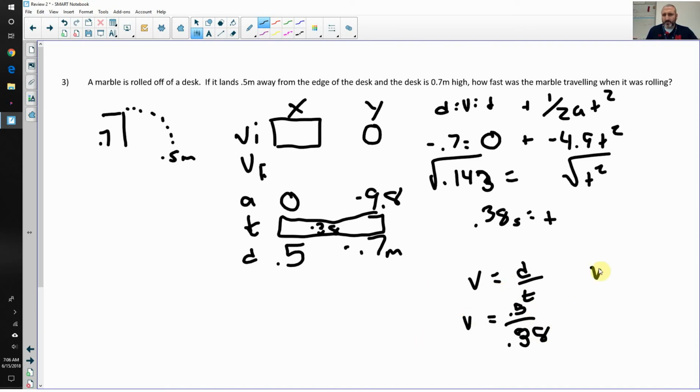V equals 1.31 meters per second. I hope that helped. 1.315, so 1.32. So I hope that worked for you.